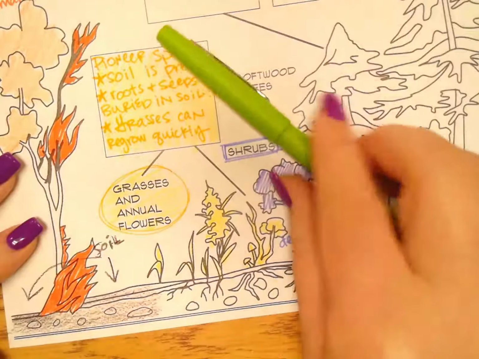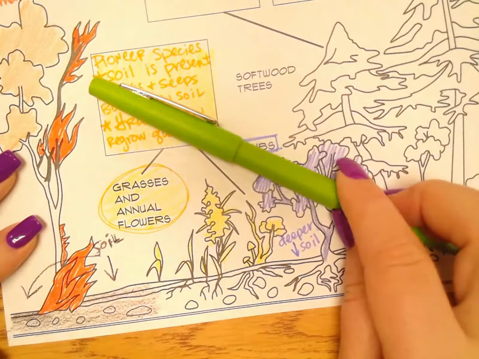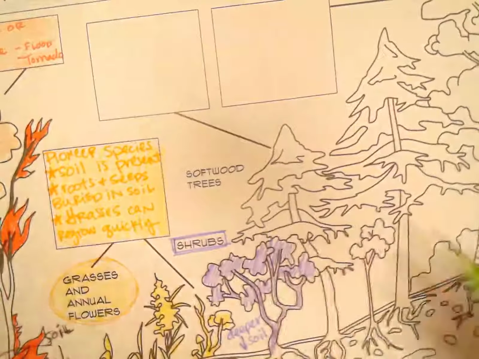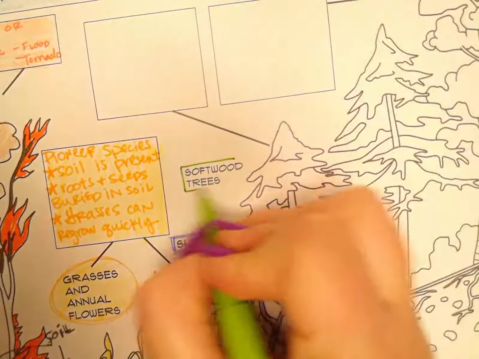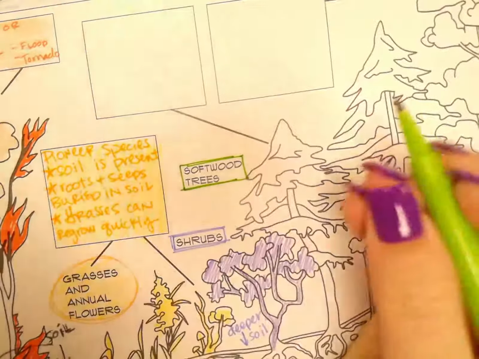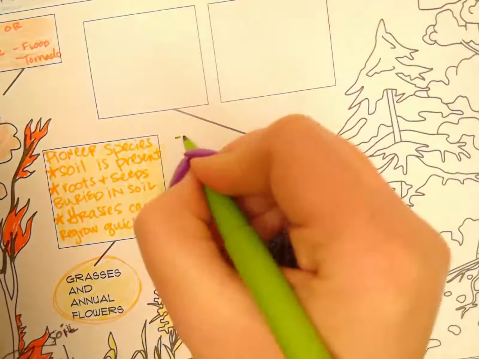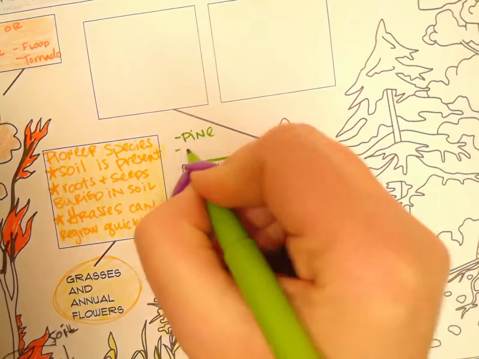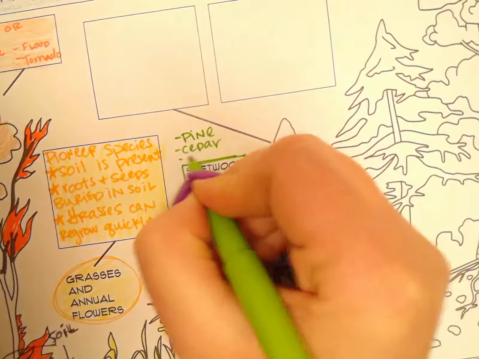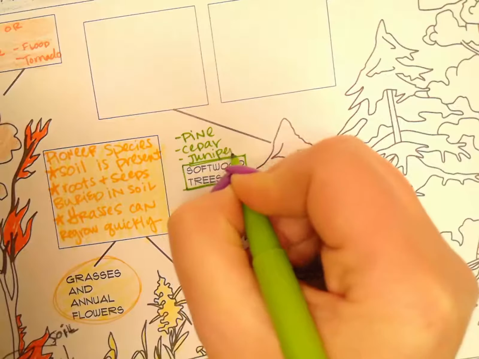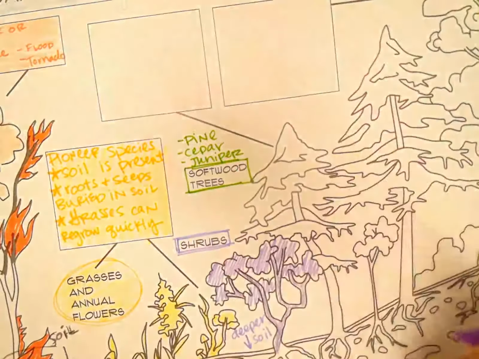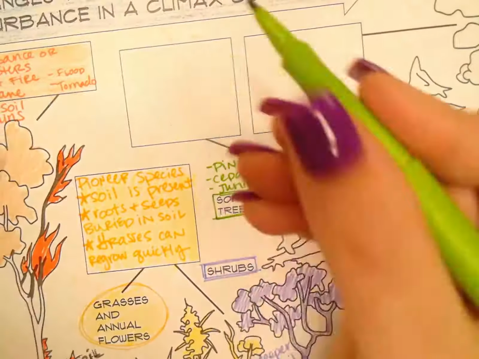Now we're going to be switching to our light green, right? We talked about what softwood tree examples we have earlier. And these are going to be plants like pine, cedar, and juniper. These are mostly evergreen, so I'm going to follow my little line back to my box.